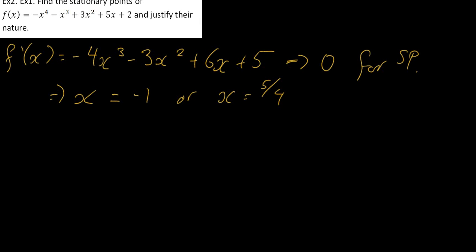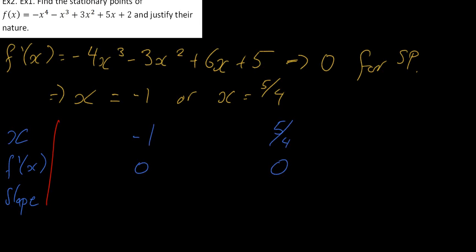If we begin our nature test, maybe we'll find the coordinates afterwards. You can really do either one first; the order is interchangeable. So the nature test means that we need 3 rows: x, f'(x), and our slope. What we're given so far is when x is equal to -1, f' is 0, your gradient is 0, and when x is 5/4, f' is 0, our gradient is 0, and our slope is going to be completely flat horizontally.